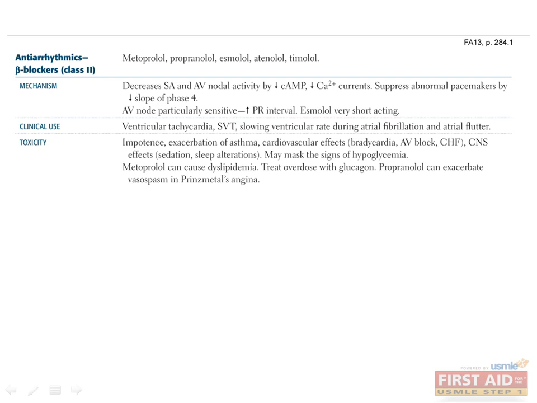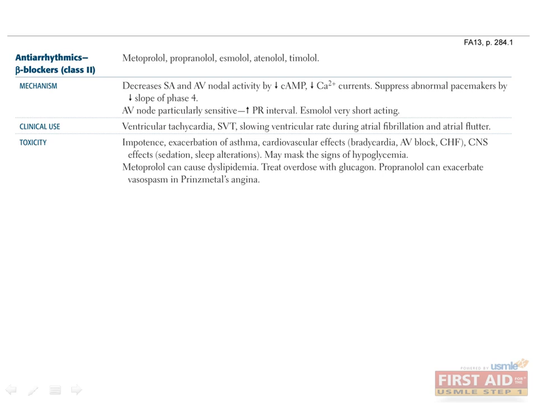Common side effects are impotence, exacerbation of asthma due to the cross-reactivity of beta-2 receptors in the smooth muscle bronchioles, bradycardia, AV block, congestive heart failure, and general CNS effects such as sedation and sleep alterations. One side effect that is very high yield for the exam is masking the effects of hypoglycemia. These drugs need to be monitored closely in patients at high risk, such as diabetics who are taking insulin. Overdoses can be treated with glucagon.